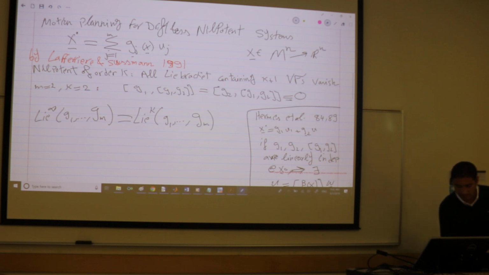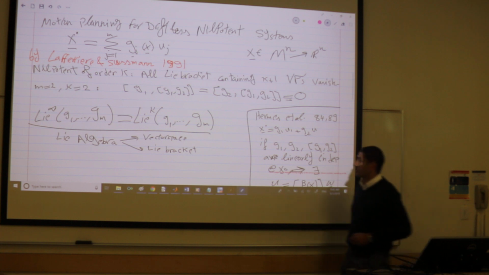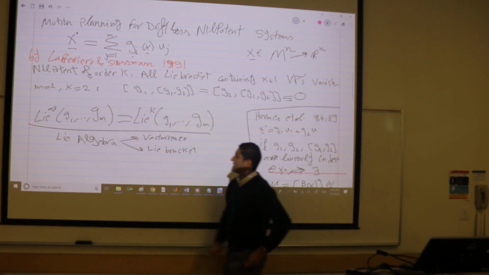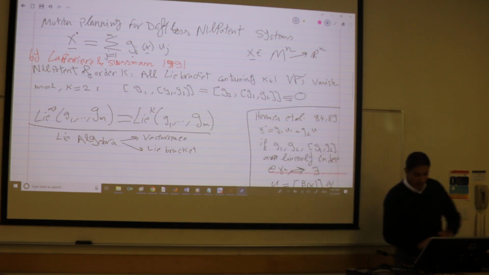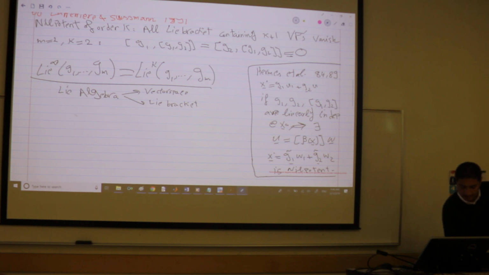And you remember that this guy was a Lie algebra. What do you mean by Lie algebra? It's a vector space, right? And it has a Lie bracket. So a vector space, and it's finite dimensional now because we have finite vector fields and we do finite differentiation. So we can talk about the basis, right? So vector space, let's talk about the basis.